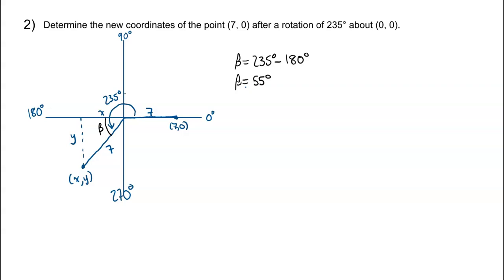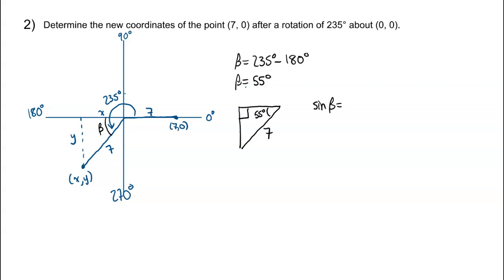Now I have to think about what this is in terms of a right triangle. I'm just going to take the right triangle that we have and bring it over by itself so we can focus in on it. We know the angle is 55 degrees there, and we know that the length of the hypotenuse is 7.